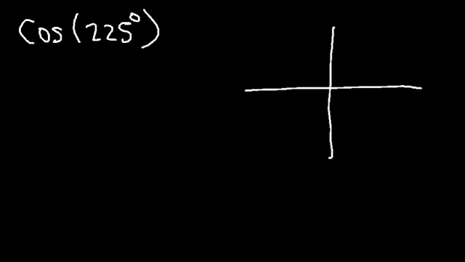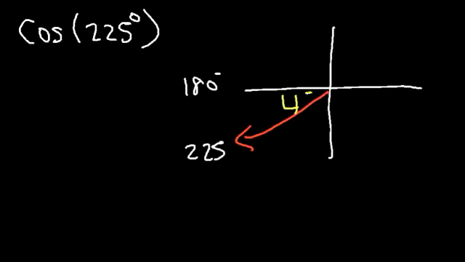Try this one, cosine 225. So 225 is in quadrant 3, and sine and cosine are negative in quadrant 3. So notice the difference between 225 and the x-axis. 225 minus 180, that's a 45 difference.